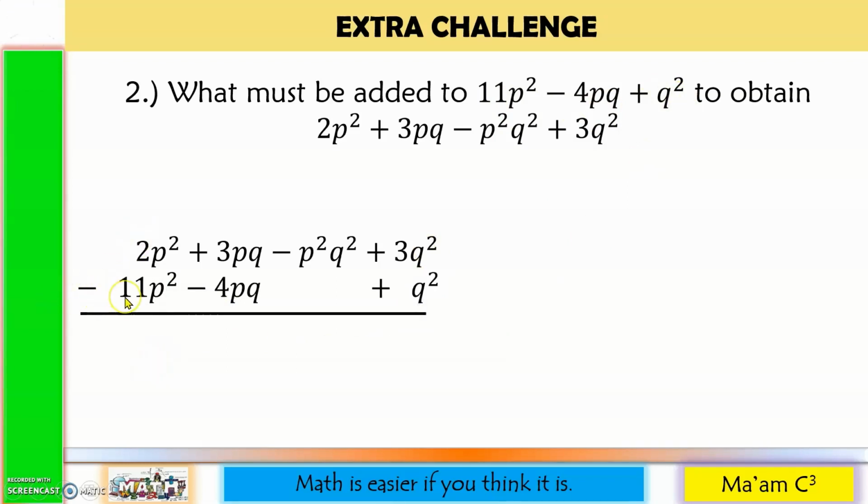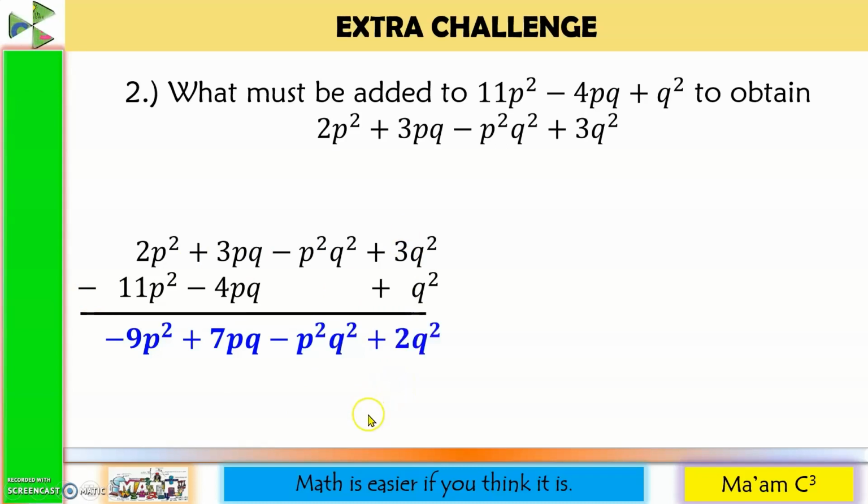2 minus 11 is negative 9. So negative 9p squared. Positive 3 minus negative 4 will become positive 3 plus 4, and that would be 7pq. Negative 1 minus 0 is still negative 1. So negative p squared q squared. And then 3 minus 1 is 2, so 2q squared.